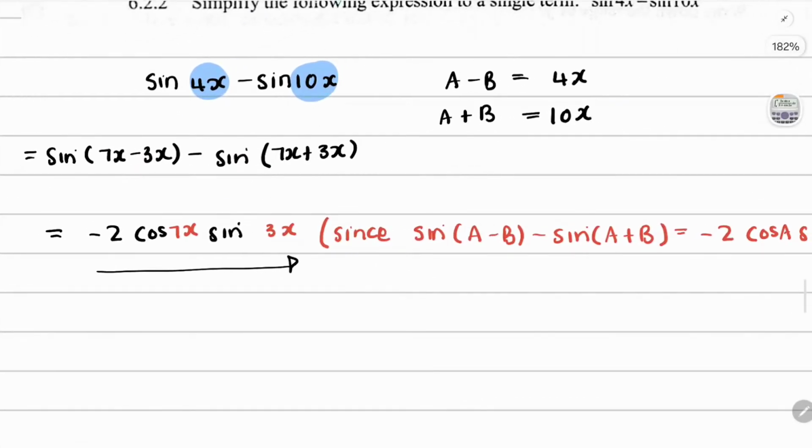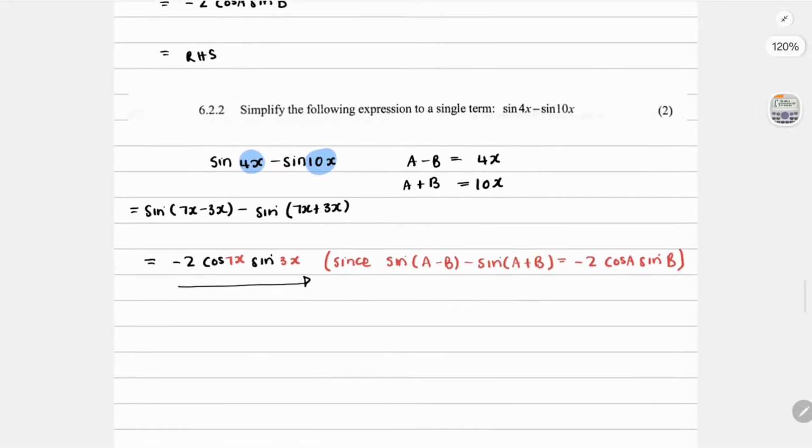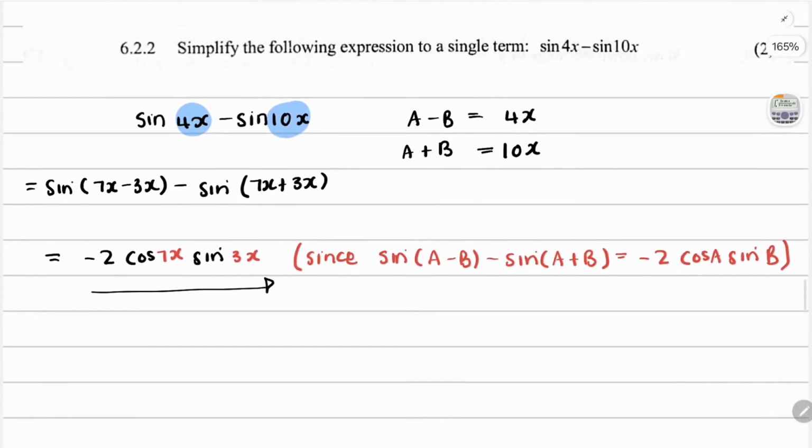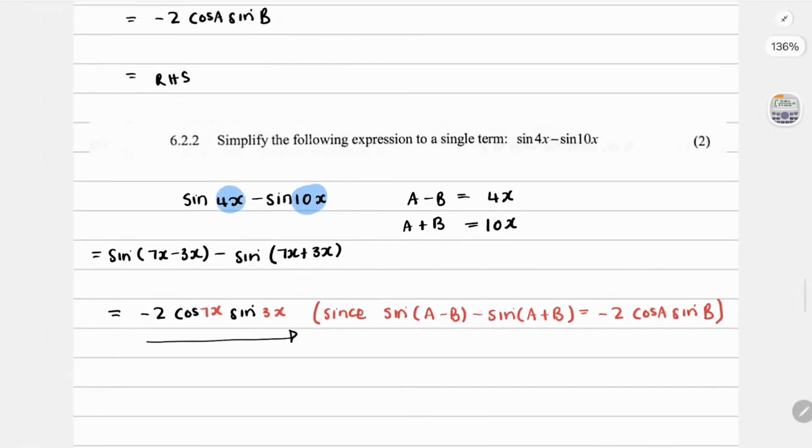I noticed I left the B there, so I had to remove it. Okay, so that is our answer. It's only for 2 marks. And the next question will probably follow. So we'll understand why it's probably useful to leave it like that.